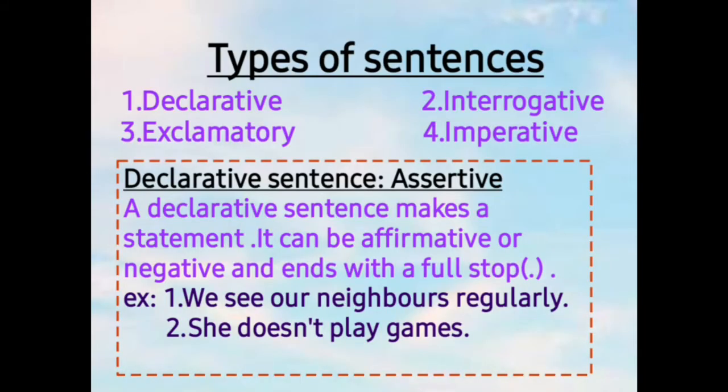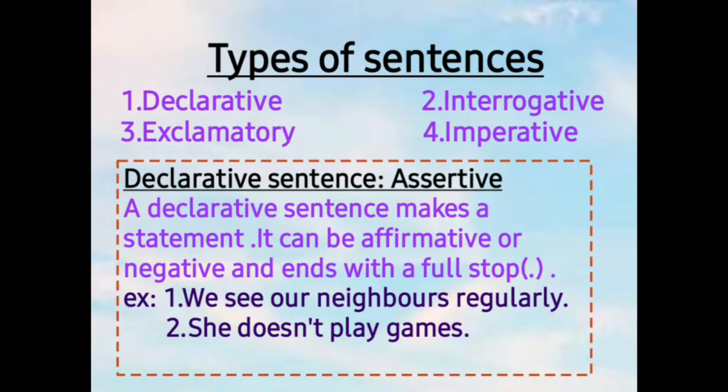Here is a topic, types of sentences. In the previous lecture, we learnt about sentence. What is a sentence? A sentence is a group of words which gives complete meaning and makes our sense clear. There are 4 types of sentences. Number 1, declarative. Number 2, interrogative. Number 3, exclamatory. Number 4, imperative.